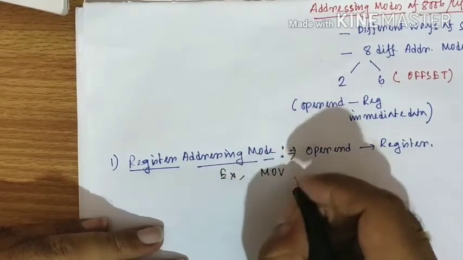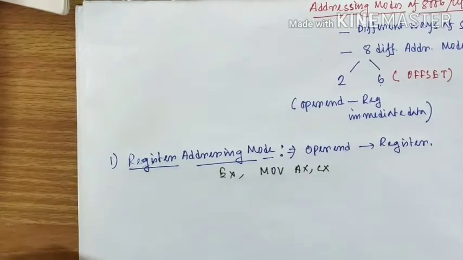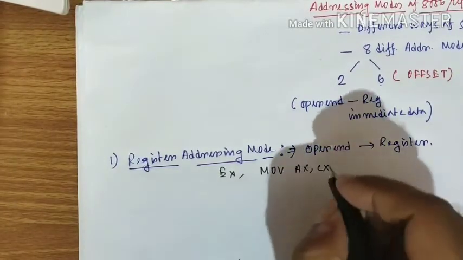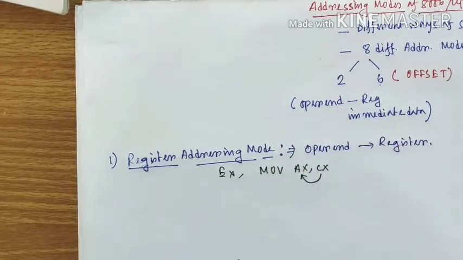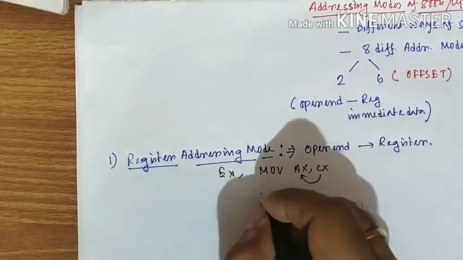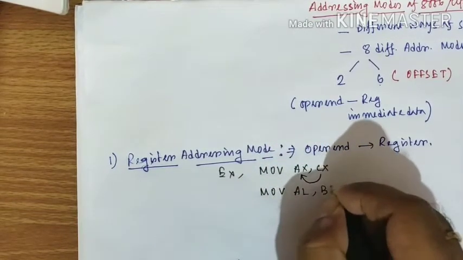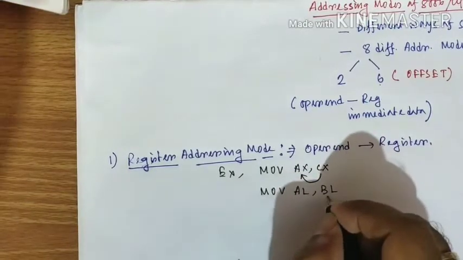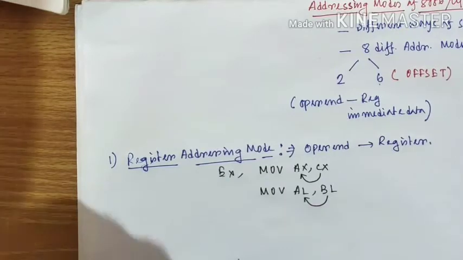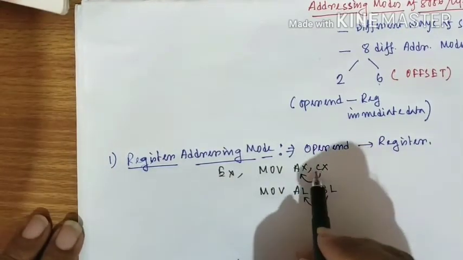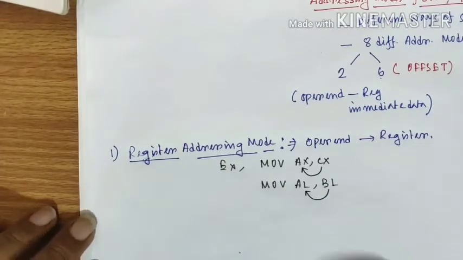Now what can be an example? Some examples will be like this. MOV AX, CX. What does it mean? The content of CX register will be moved, or rather copied, into AX. Similarly, MOV AL, BL. So the content of BL register, an 8-bit register, is copied into AL. So here the operand is directly a register. That is why it is called register addressing mode.